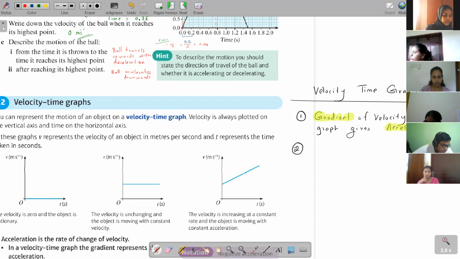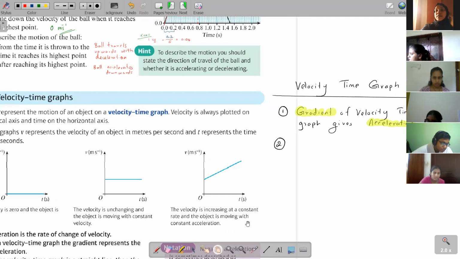Number two, there are two rules. In the displacement time graph, we only spoke about the gradient. We didn't speak about anything else. But in velocity time graphs, there are two key features. What are the two key features? Number one, the gradient gives the acceleration, and the area under the graph equals the distance traveled.